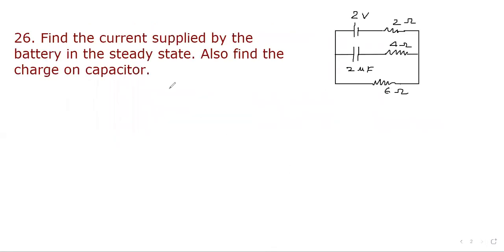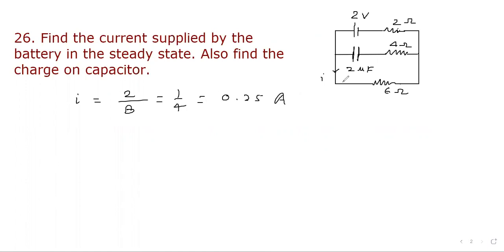Now, let's go to question number 26. It says, find the current supplied by the battery in the steady state. Steady state means the capacitor will not conduct, meaning no current will flow through the branch where the capacitor is present. So we have the circuit: 2 volt, 2 ohm, and 6 ohm. Suppose current I is there. So I will be voltage 2 divided by these two resistances in series, 8, that is 1 by 4, which is 0.25 ampere.